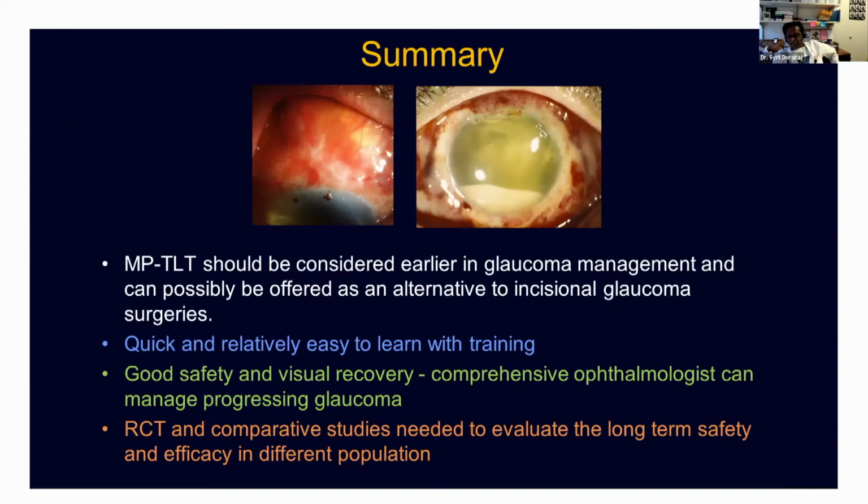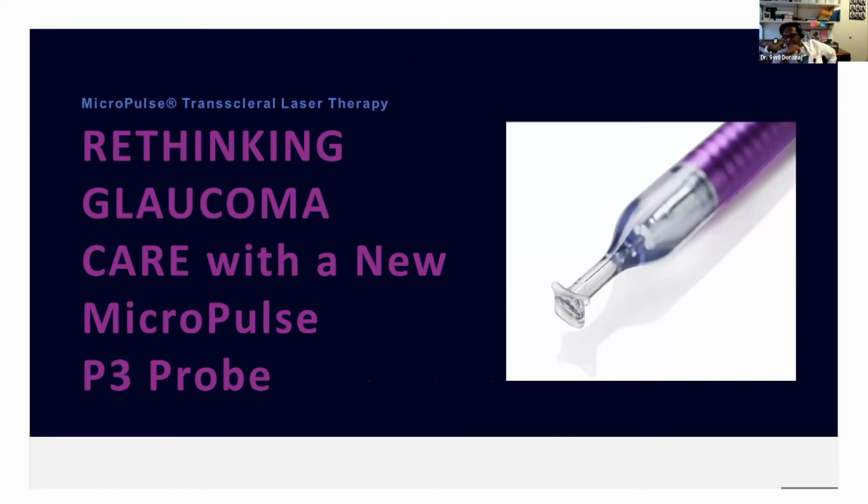And it has very good safety and vision recovery. As was said, a comprehensive ophthalmologist can manage a severely progressive glaucoma in this kind of situation. But we need more data. Let's come to the new probe.